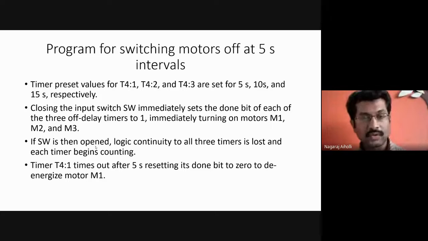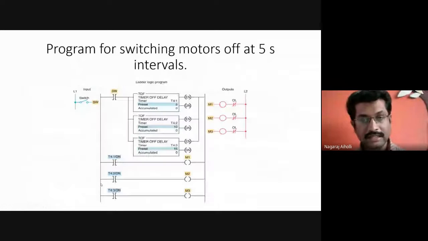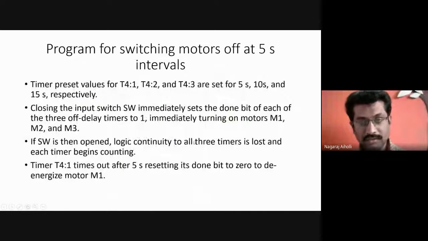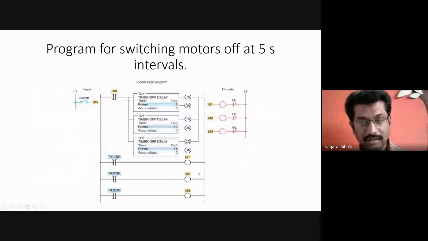The switch is then opened, logic continuity to all 3 timers is lost, and each timer begins counting. Timer 4:1 times out after 5 seconds, resetting its done bit to 0 to de-energize the motor M1. Sorry, initially all the motors are energized when the switch is pressed. Now, once the switch is released, after 5 seconds M1 will be de-energized. Then after 10 seconds, M2 will be de-energized, and after 15 seconds, M3 will be de-energized.